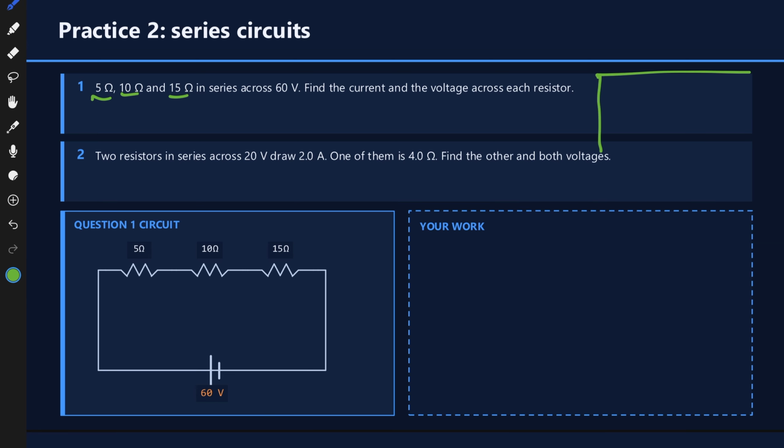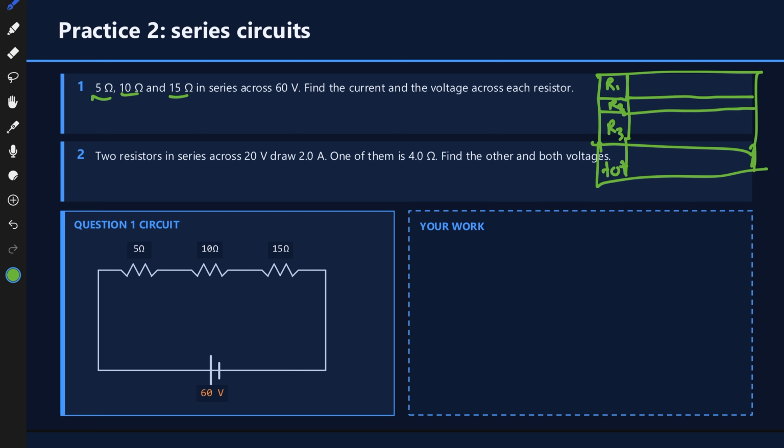Right, so let's draw our IRV charts. R1, R2, R3. Okay. Then we have a total. So this is voltage, resistance, current. So 60 volts is our total voltage here. And we have 5 ohms, 10 ohms, and 15 ohms, right? So how do we find the total resistance if we add all of these up? So we're going to get 30 ohms here.